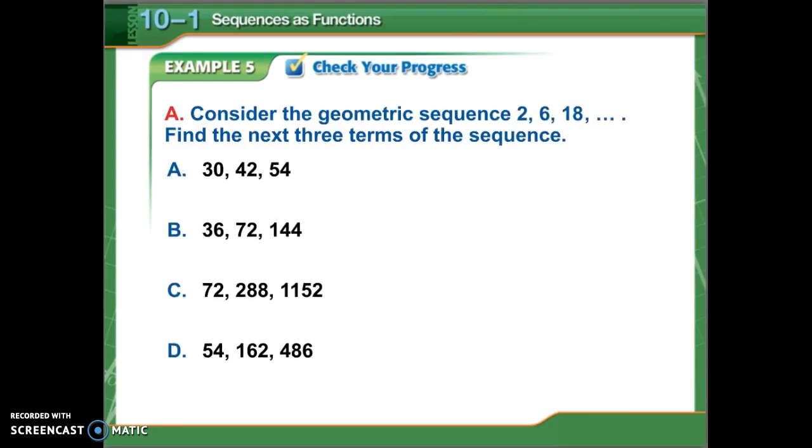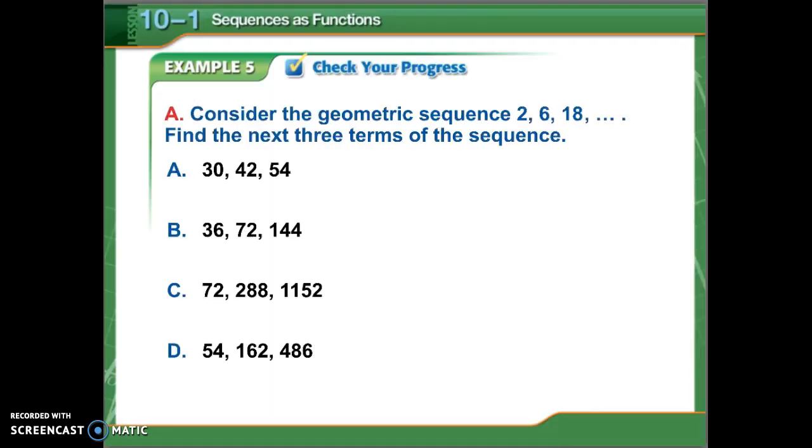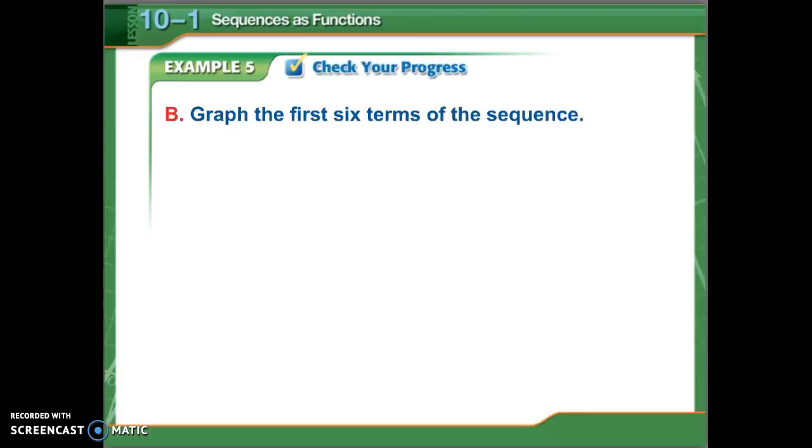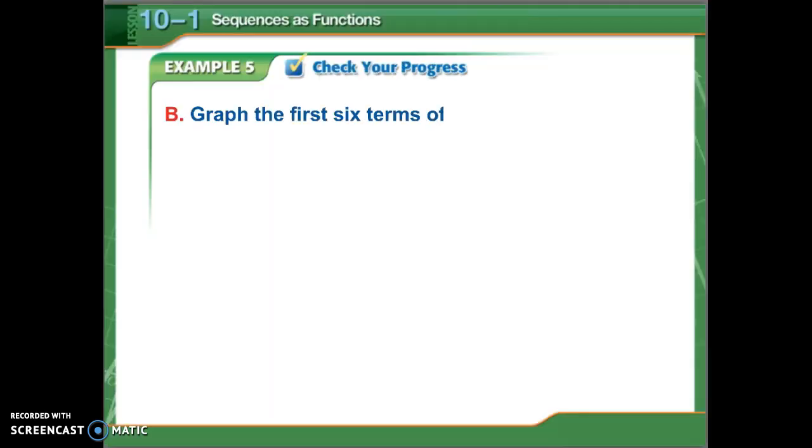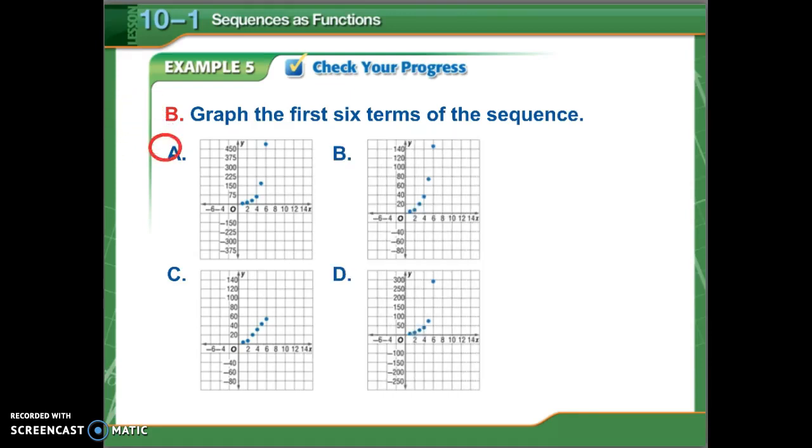So checking our progress, go ahead and pause the video, read through the problem, and figure out the next 3 terms for the sequence. And we can see this time the answer is D. For part B, we're now going to graph those 6 terms. Remember that you're looking for a curved pattern. And the answer for part B is choice A.